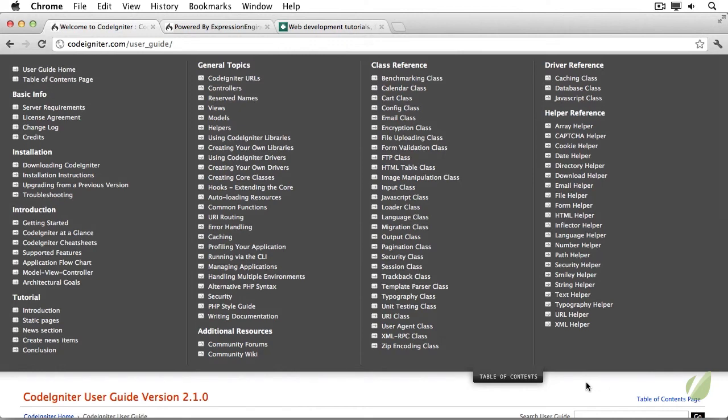You'll see some awesome things you can do with very little effort. Some things you may want to look at to begin with are the encryption class, the FTP class, and the zip encoding class. That should definitely get you a little bit of practice with CodeIgniter.